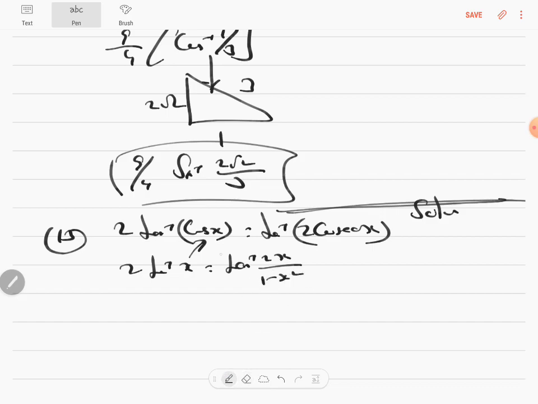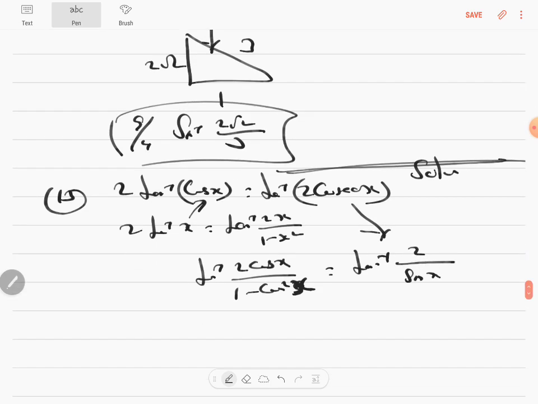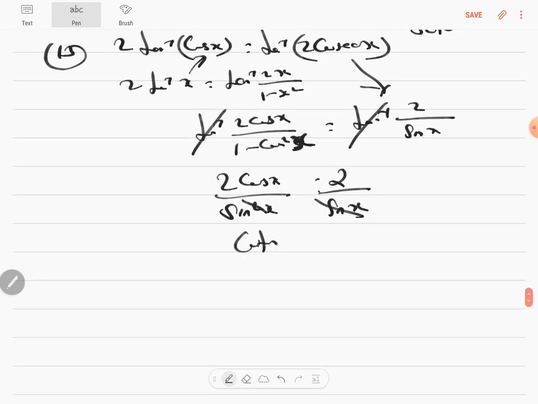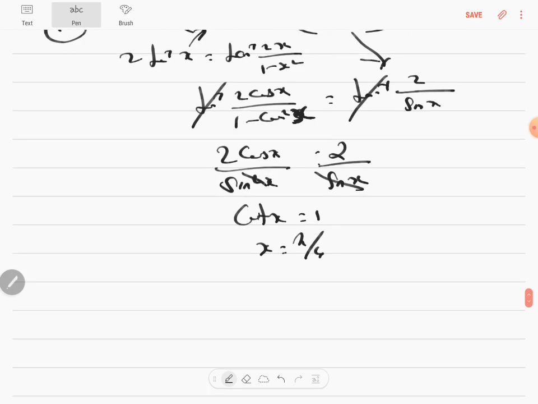But you have to write this as x is cos theta, so tan inverse of 2 cos theta by 1 minus cos square theta, 1 minus cos square x, is equal to tan inverse of 2 by sin x, the cosecant x. So tan inverse and tan inverse get cancelled. 2 cos x by sin square x is equal to 2 by sin x. Sin x and sin x get cancelled. Thus you get cot x is equal to 1, which will happen at x is equal to pi by 4. That's the 13th question.